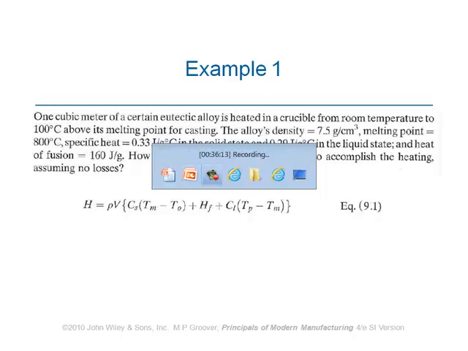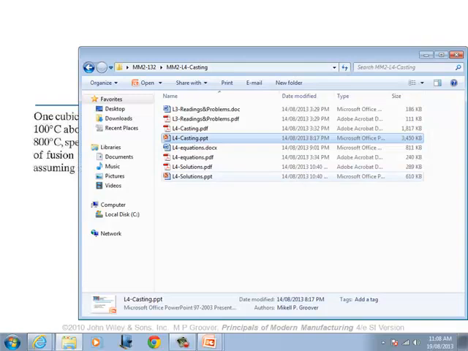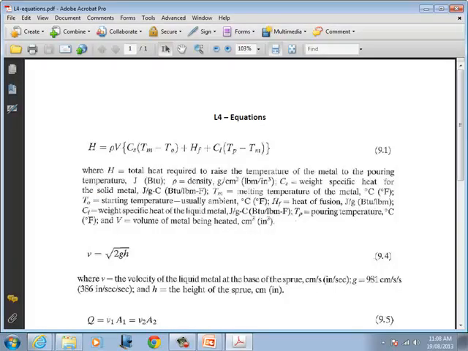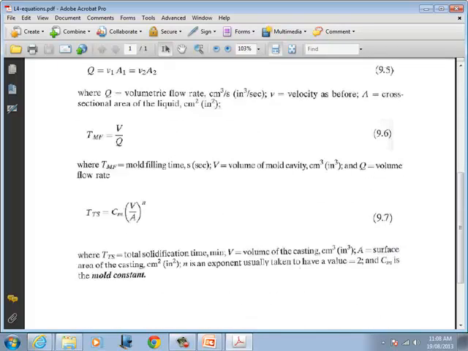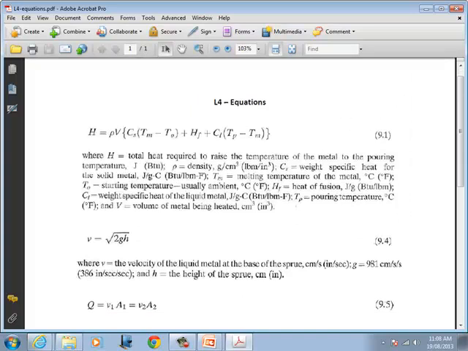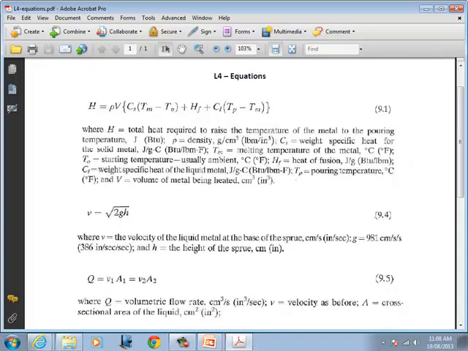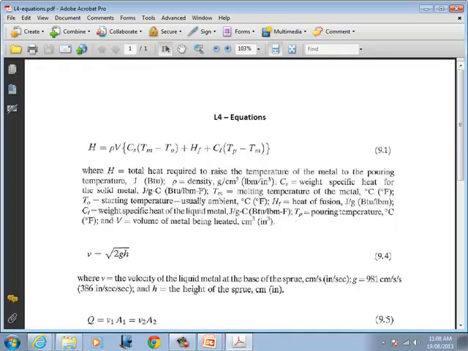I have uploaded an equation sheet for this lecture, which you can find on the blackboard. We have got, say, some 5 equations which are used in order to do the problems of this lecture. Let me quickly introduce the first equation. The first equation which you can see up here is the equation which is used to compute the total heat required to raise the temperature of the molten material to the pouring temperature.